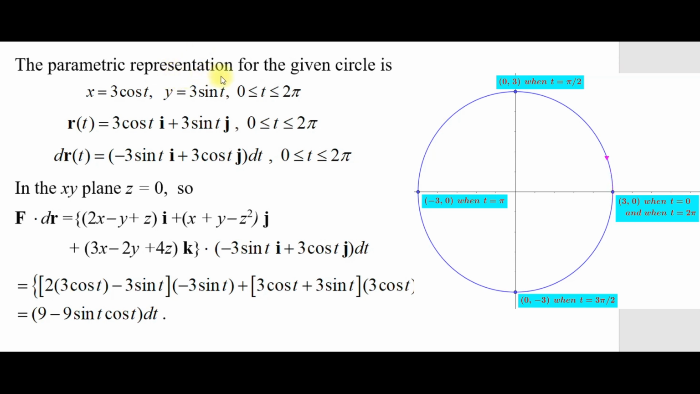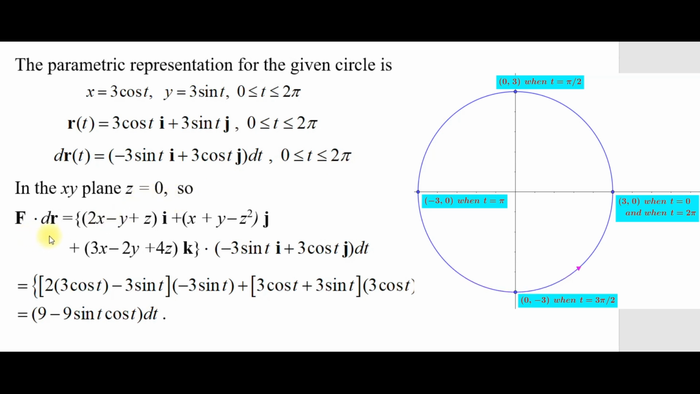We know that the parametric representation for the circle centered at the origin and having radius 3 is x = 3 cos t and y = 3 sin t, where t varies from 0 to 2π. So the vector valued function that represents the given circle is r(t) = 3 cos t i + 3 sin t j, where t varies over 0 to 2π. So dr = (-3 sin t i + 3 cos t j) dt, where t varies from 0 to 2π. In the xy plane, z is 0.